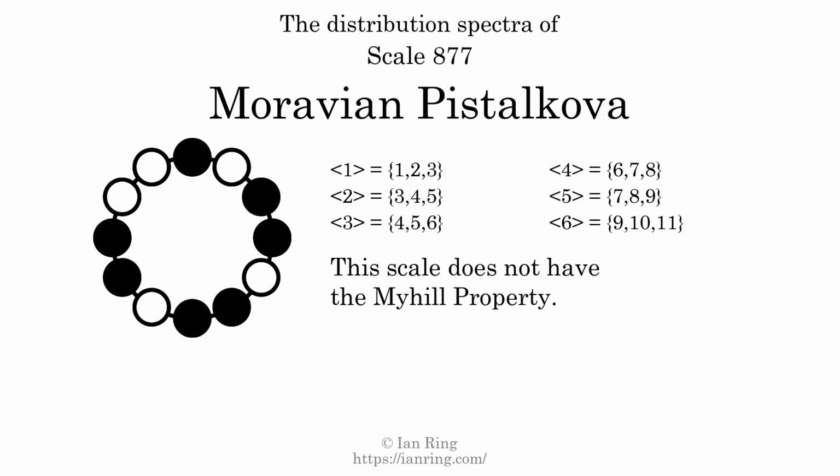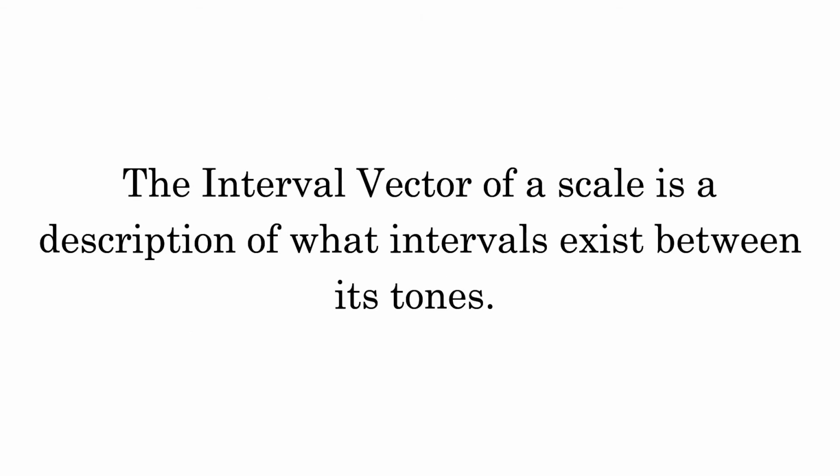If every spectrum has exactly two specific intervals, we call that the Myhill property. This scale does not have the Myhill property. Since the generic interval ranges overlap, this scale is an improper scale. The interval vector of a scale is a description of what intervals exist between its tones.